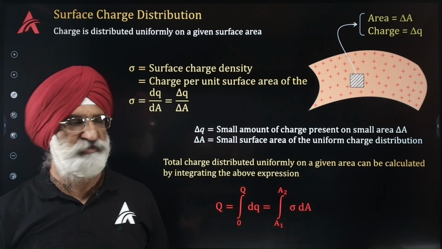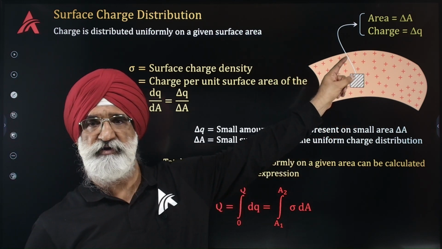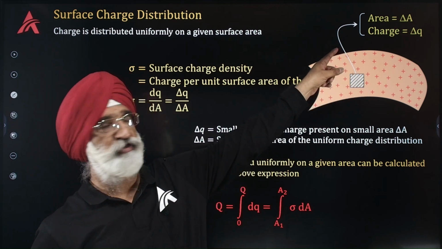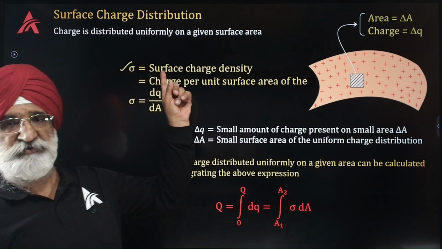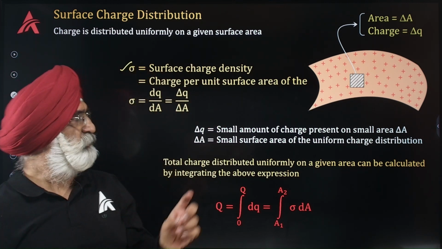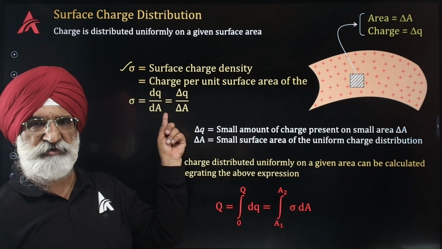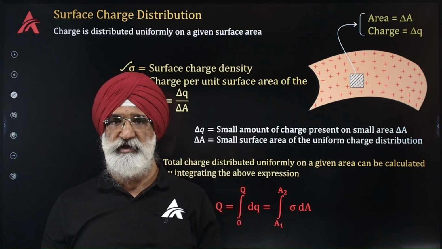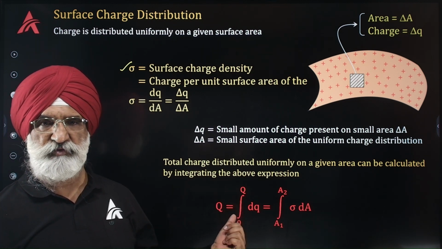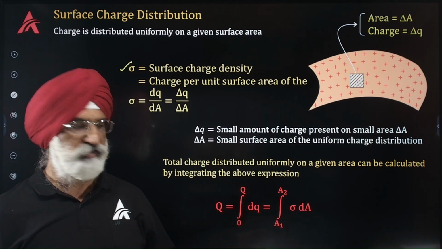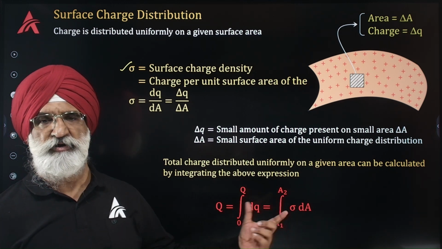Surface charge distribution. Charge is distributed on a given area. If delta Q is a small amount of charge present on a small area delta A, then sigma, the surface charge density, that is charge per unit area, can be calculated by delta Q upon delta A, or dq upon dA. The total charge on the whole area can be calculated by integrating dq from 0 to q, and dq by cross multiplication is sigma into dA, and it can be integrated from A1 to A2 to calculate the total charge.